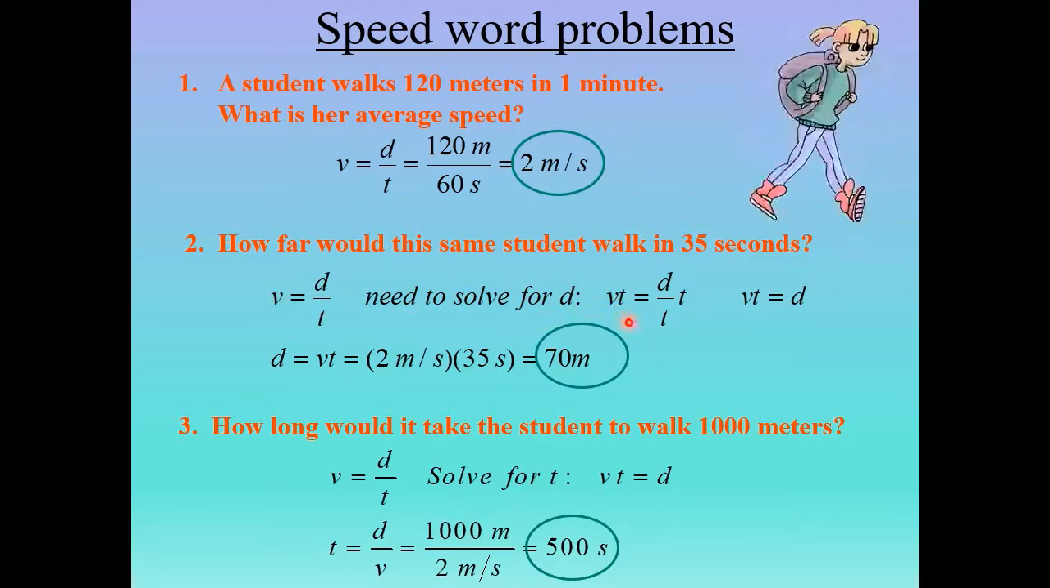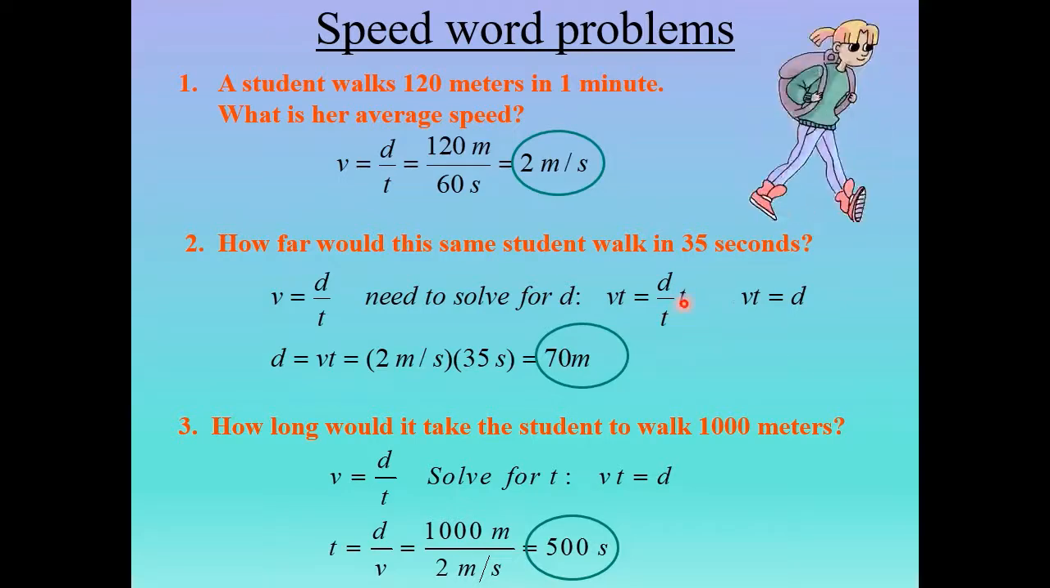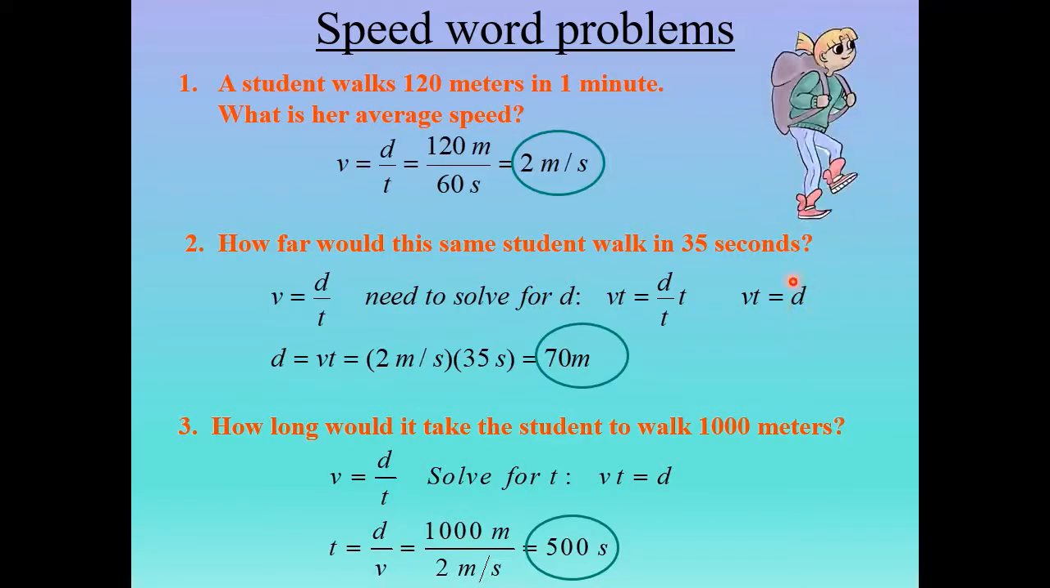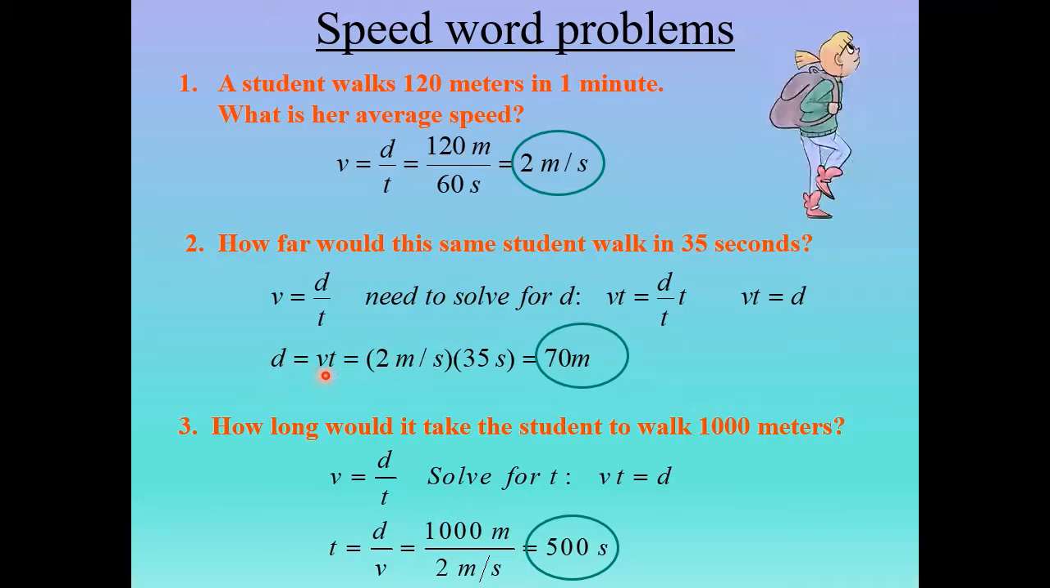Notice what happens when we do that. Over on the right side, we get distance over time, but we multiplied by t. As long as we do it to both sides, of course, we can do that. These t's now cancel, and we have vt on the left equal to d all by itself. So we have solved for d. So d is equal to vt. I can write it in the opposite or reverse order here.